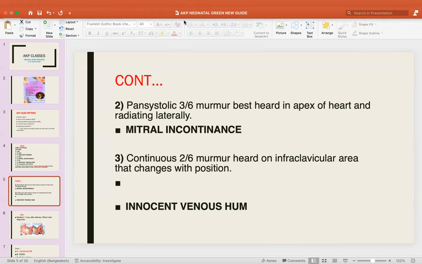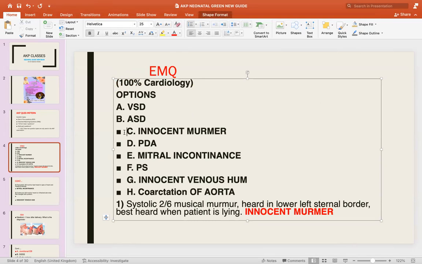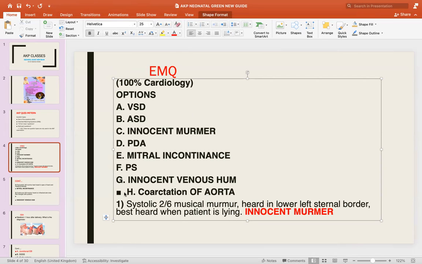Mitral regurgitation. Here there is no option of mitral regurgitation. Did you notice? There is no option of mitral regurgitation. So what will be the answer? Now the students who know that pansystolic murmur radiating to the axilla will be mitral regurgitation, but there is no mitral regurgitation. Can you see here any mitral regurgitation? No. There is mitral insufficiency or mitral incontinence. This is another name of mitral regurg.